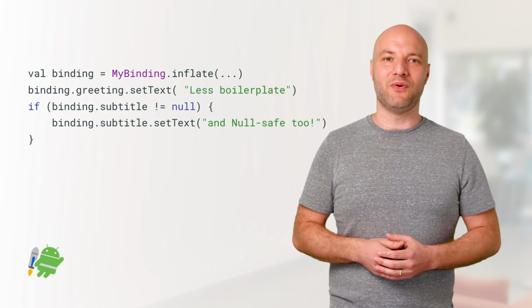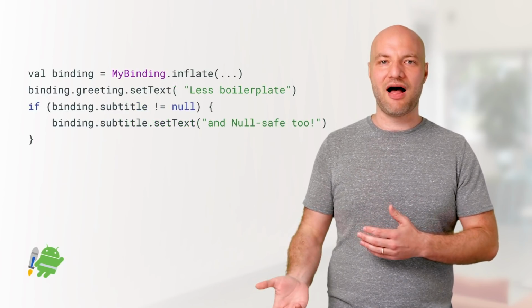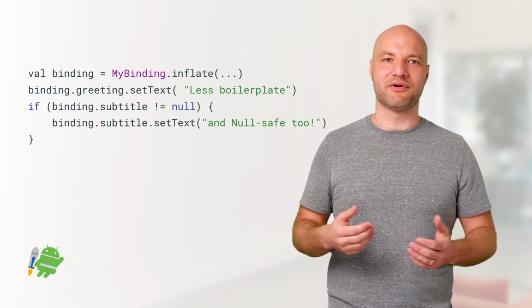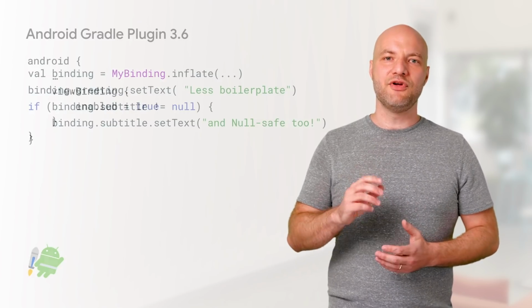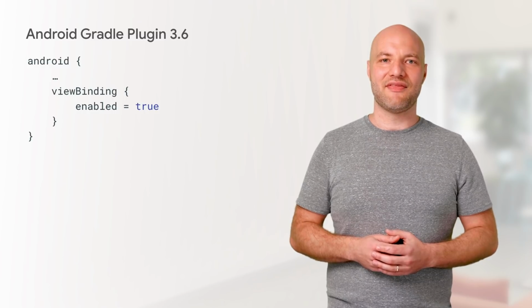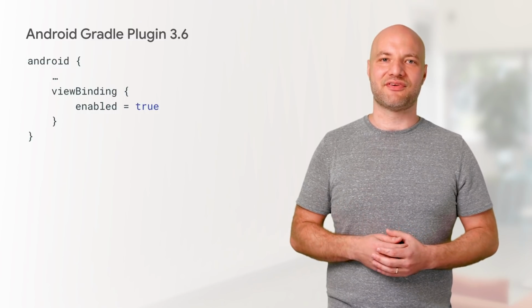And what's really cool is you can use ViewBinding in both Kotlin and the Java programming language. Let's dive in and see how to use it in your app. ViewBinding requires Android Studio and the Android Gradle plugin 3.6 or higher.